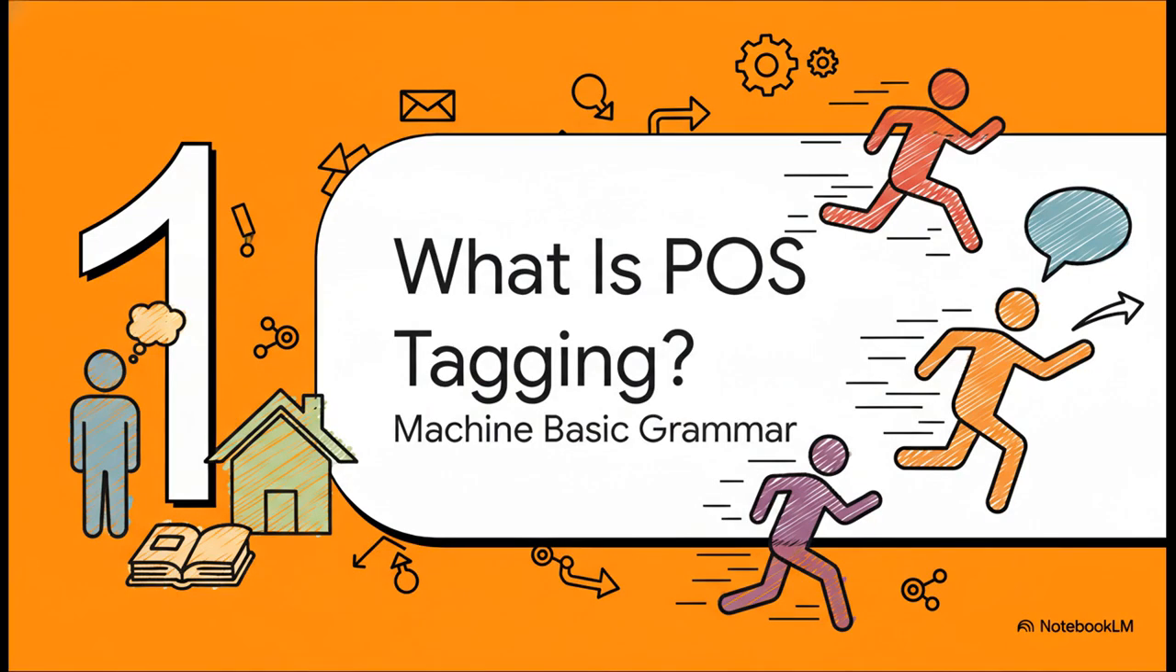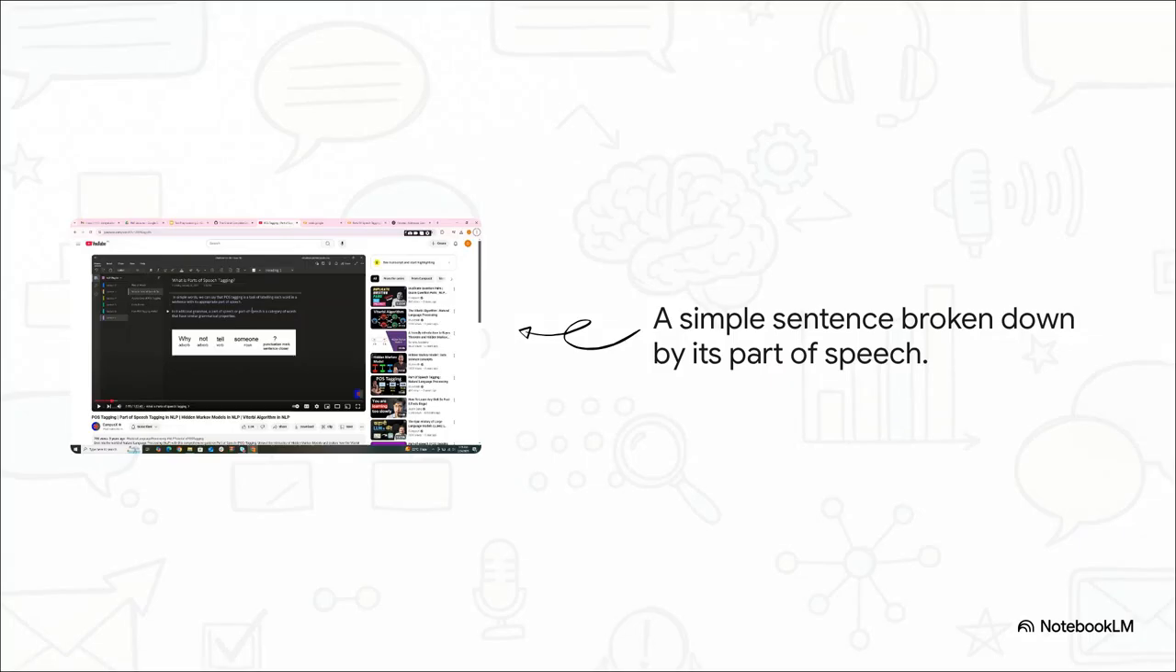First things first, how in the world do you teach a computer the difference between a noun, a person, place, or thing, and a verb, which is an action word? You see, for us humans, this is second nature, right? We look at a phrase like, why not tell someone? And our brains just know what each word is doing. Tell is the action. Someone is the noun it's happening to. This whole process of labeling words, that's the very first step a machine has to take.